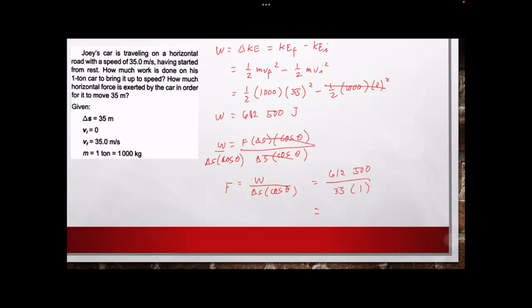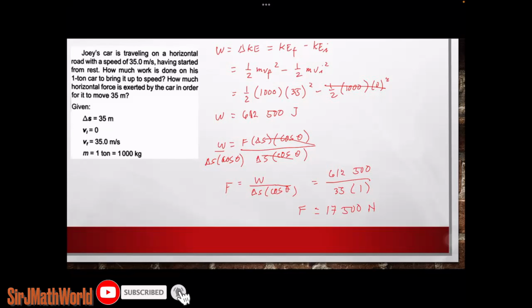So, what will be the final answer? Our force is equal to what? 17,500 po. 17,500 po. This is Newton. So, ayan. That is the force na need sa given natin.